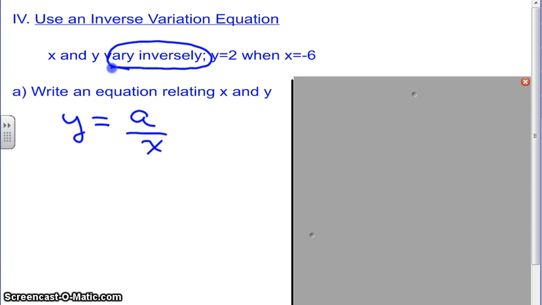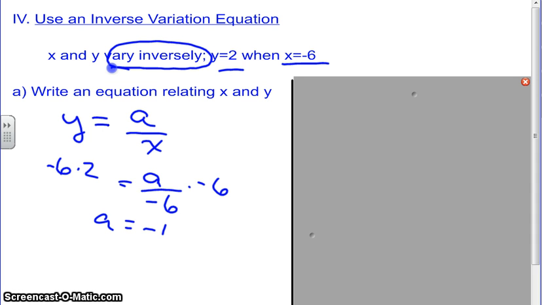And we know that when x is -6, y equals 2. So what will we do with that information? Plug it in, right? Just plug in -6 and 2. We did this with direct variation, but that was a long time ago. If 2 equals a over -6, then we're going to multiply both sides. And a equals -12.